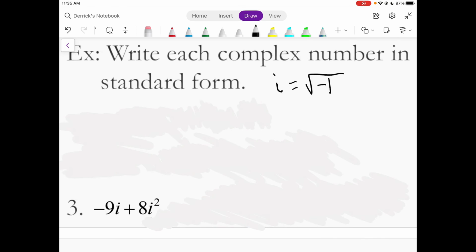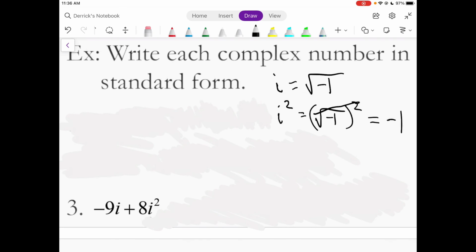So if i represents the square root of -1, then i squared would mean we are taking the square root of -1 and squaring it. And so the square root and the square would effectively cancel each other out, meaning i squared would be equal to just -1. If that makes sense, we can use that new knowledge to help us solve this last example.